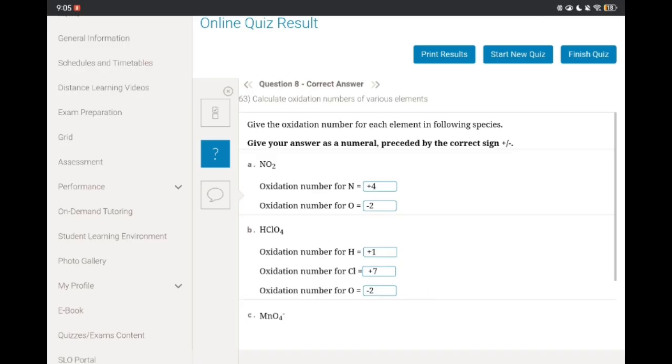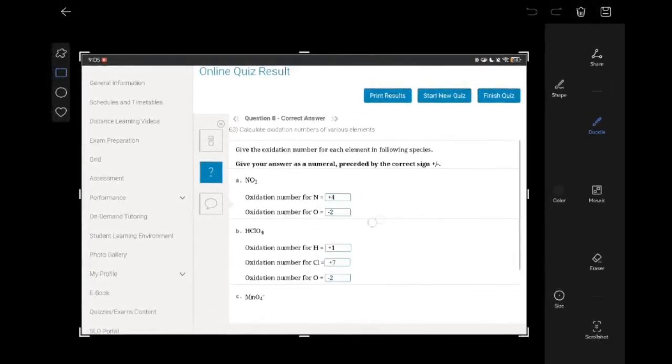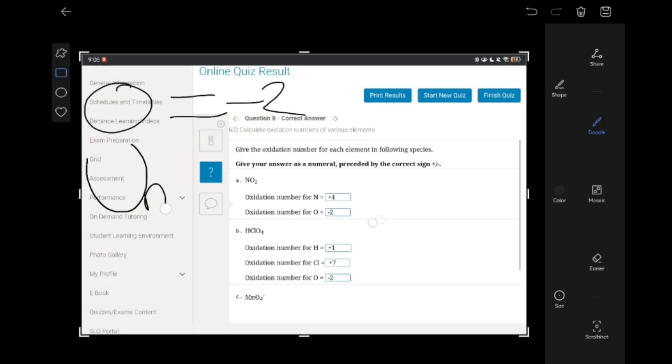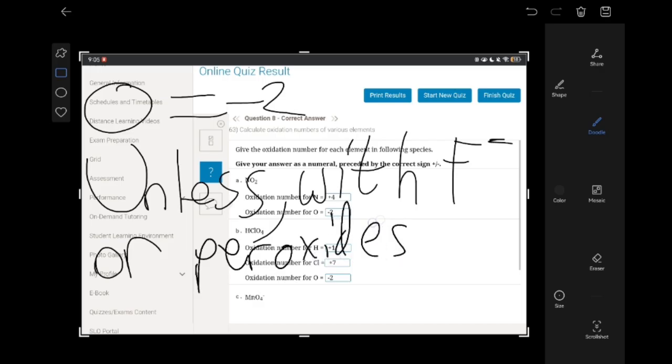Okay, oxidation number. Something you should memorize is that O is always equal to negative 2, unless it's with F minus or peroxides. Peroxides are like N2O2, H2O2, stuff like that. So when it's peroxide, it's plus 1, and with F minus, it's positive 2. I'll explain why now fast.